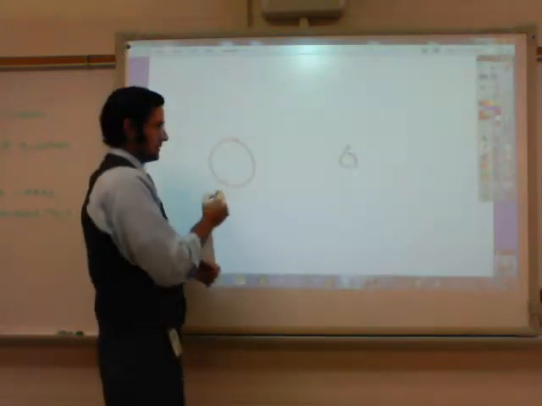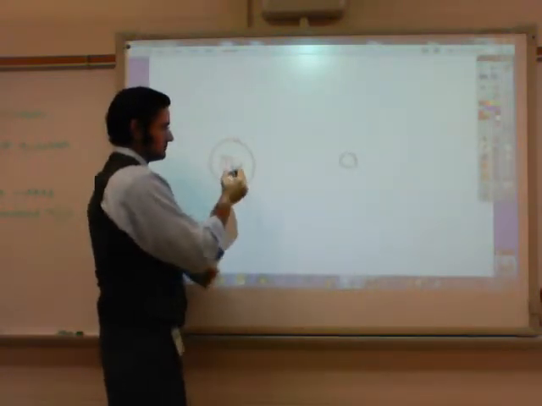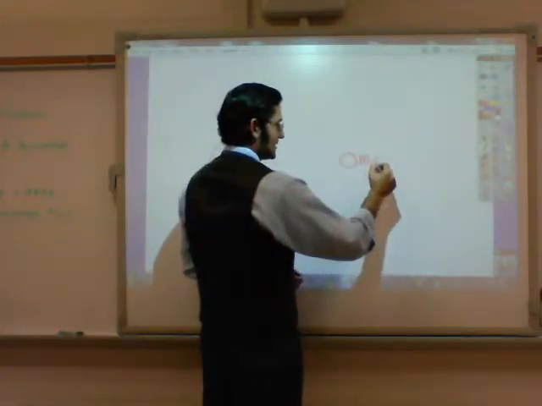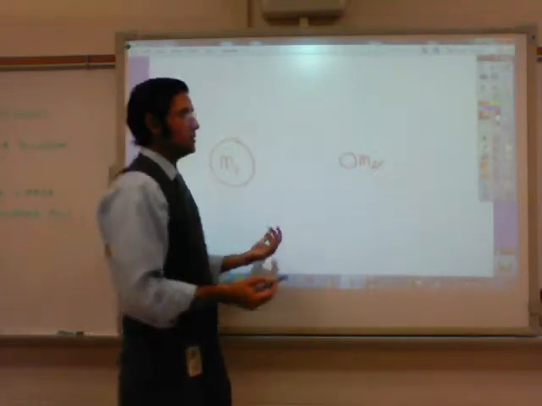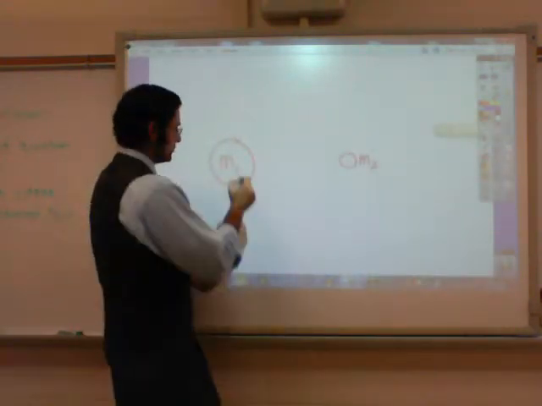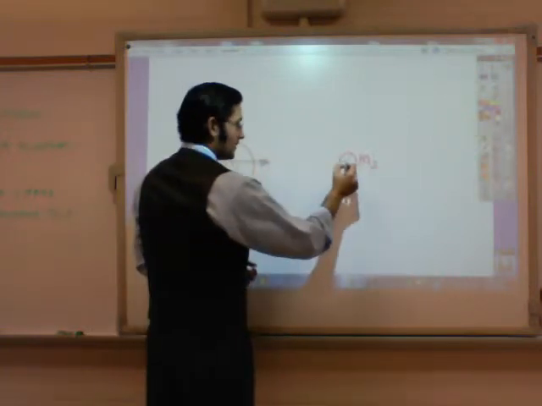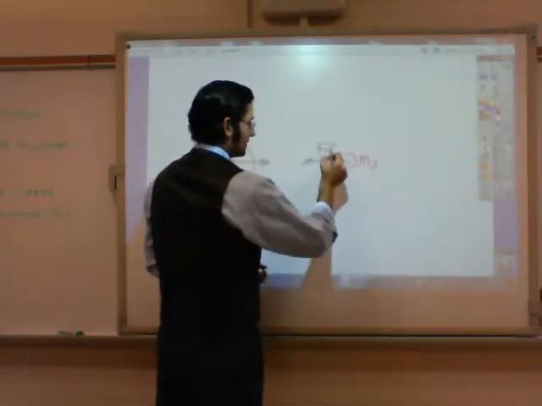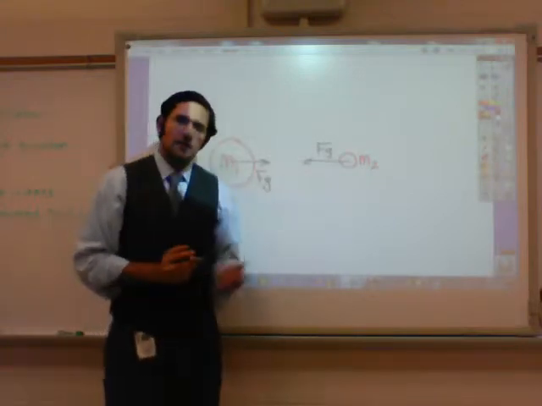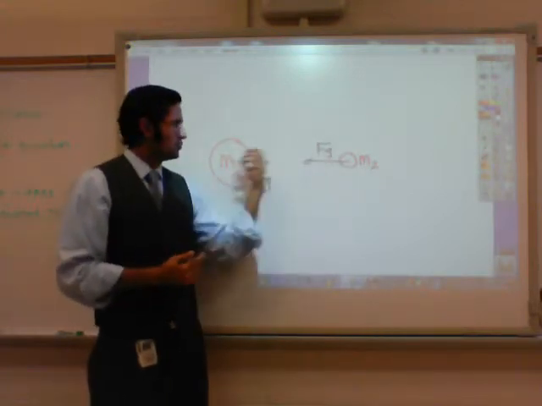So this is the Earth. I'm going to say the mass of Earth is labeled as m1. The mass of the Moon is labeled as m2. What do we notice? We notice that there is a force of gravity that exists between the Earth and the Moon. They're both pulling each other equally. The Earth pulls the Moon towards it, the Moon pulls the Earth towards it.